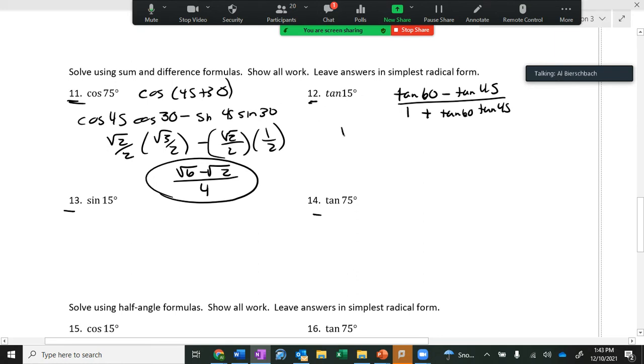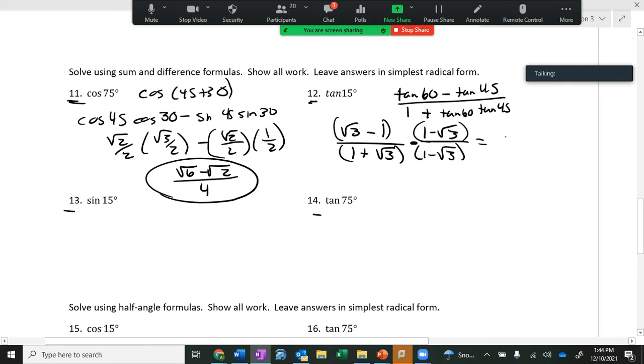All right. Tangent of 60 is square root of 3. Tangent of 45 is 1. 1 plus 1 times the square root of 3 is 1 plus square root of 3. So we can't leave square root of 3 on the bottom, so we multiply by the conjugate of the denominator. The conjugate of the denominator is 1 minus the square root of 3. So we get square root of 3 minus 3 minus 1 plus the square root of 3 all over 1 minus 3. So it's 2 square root of 3 minus 4 over negative 2, which is negative square root of 3 plus 2.